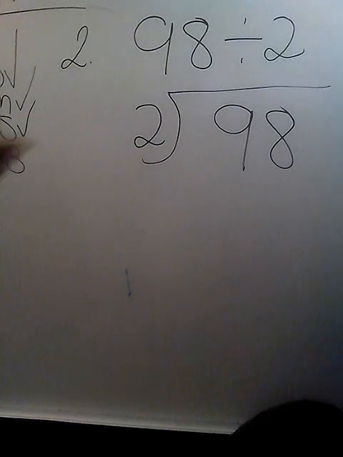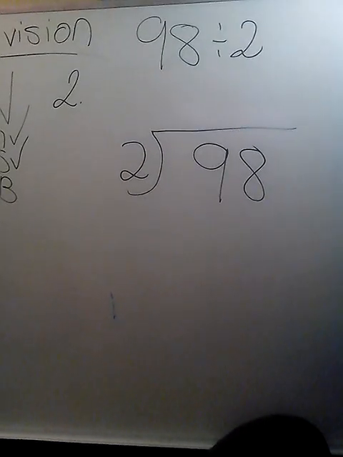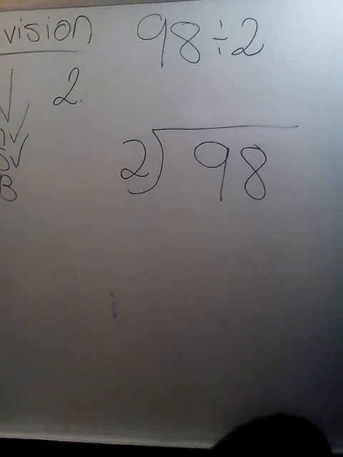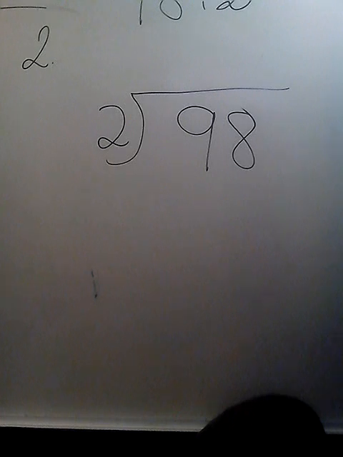I'm about to move this up some because I didn't leave any room up here. So 98 divided by 2. Oh, you can't see it. Okay, you can see it now? Okay, 98 divided by 2. Okay, and put it back down. So 98 divided by 2 says, how many groups of 2 can I get out of 98?